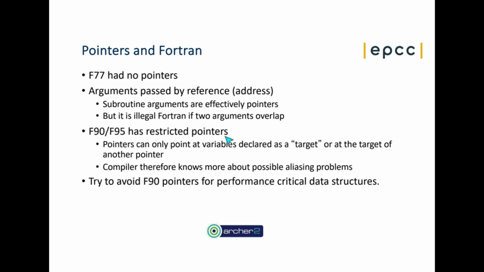More modern Fortran does have pointers, but they're restricted. They can only point at things declared as a target, or a target to another pointer. So the compiler therefore knows more about possible aliasing problems. Fortran pointers can't just point anywhere. Nevertheless, it's probably better to avoid them for performance critical data structures. You don't want to be accessing through Fortran 90 pointers in your innermost loops, in the performance critical bits of your program.